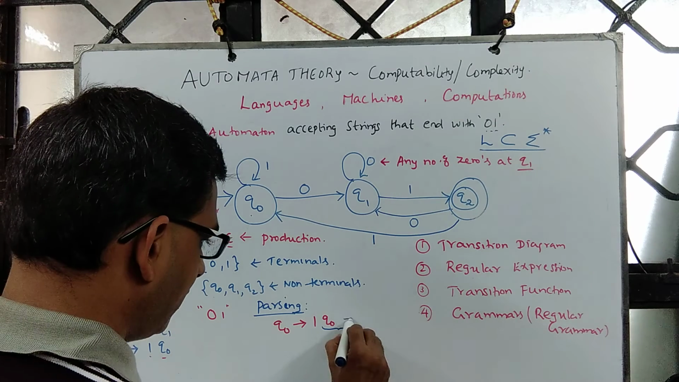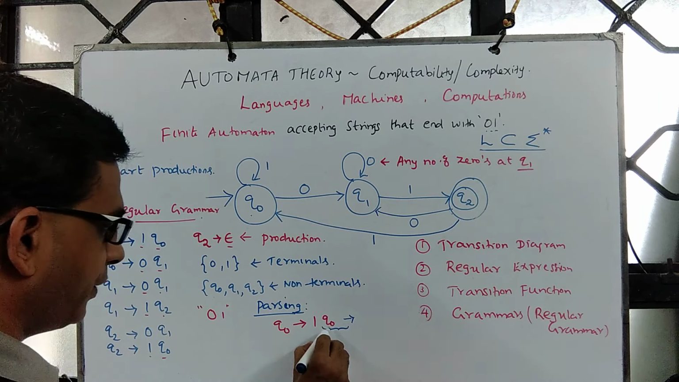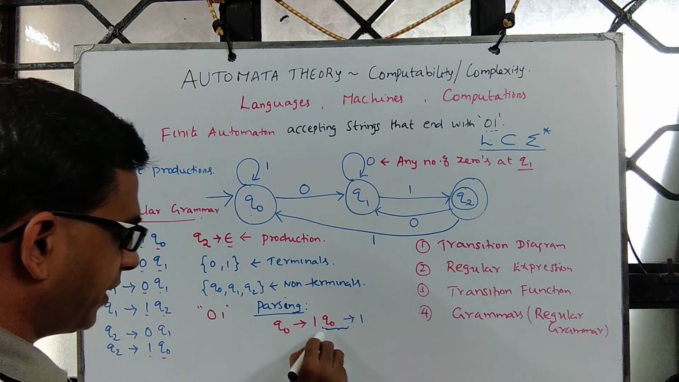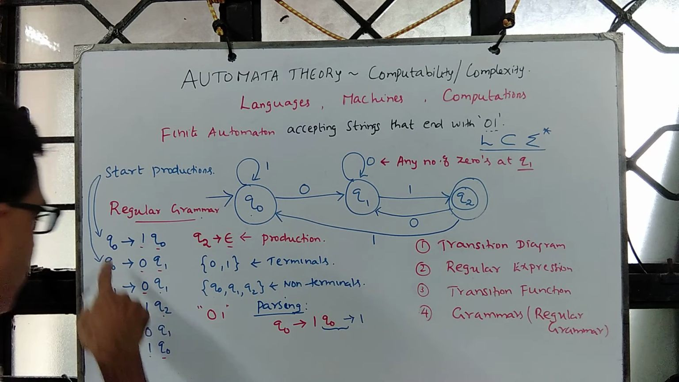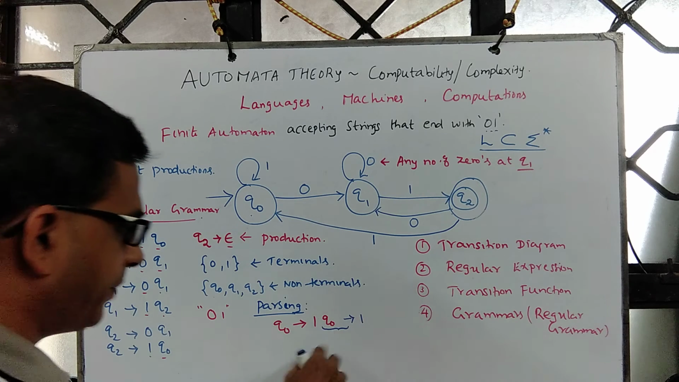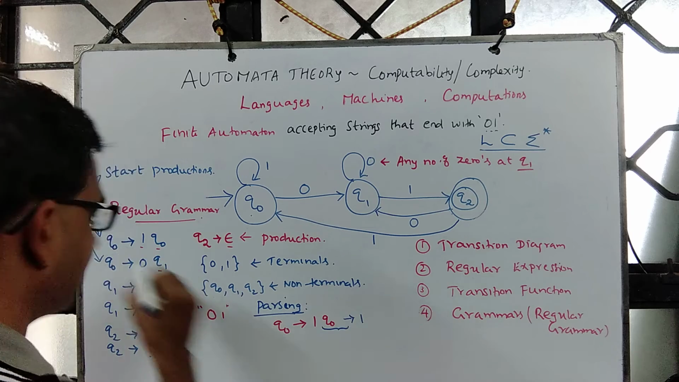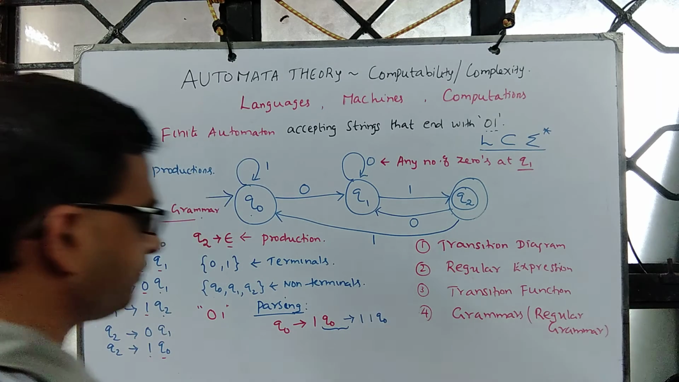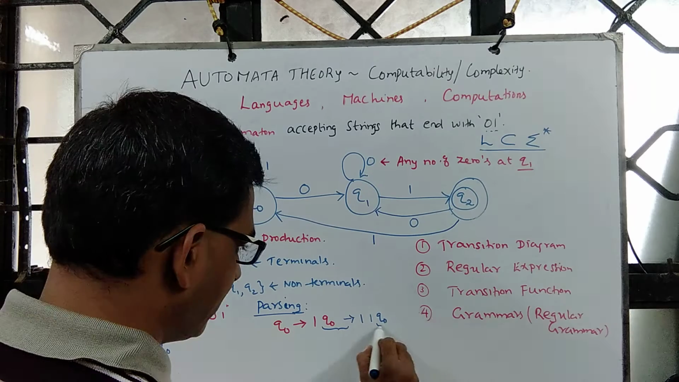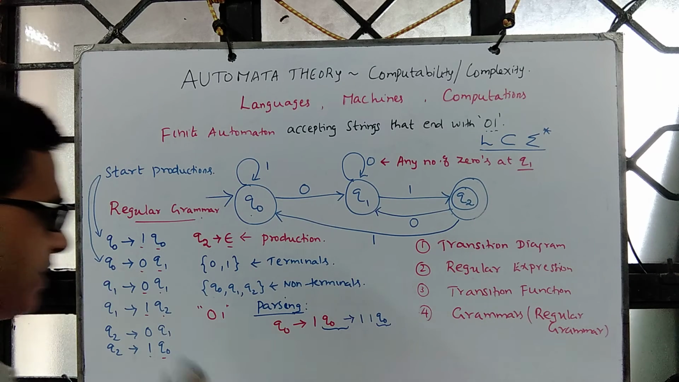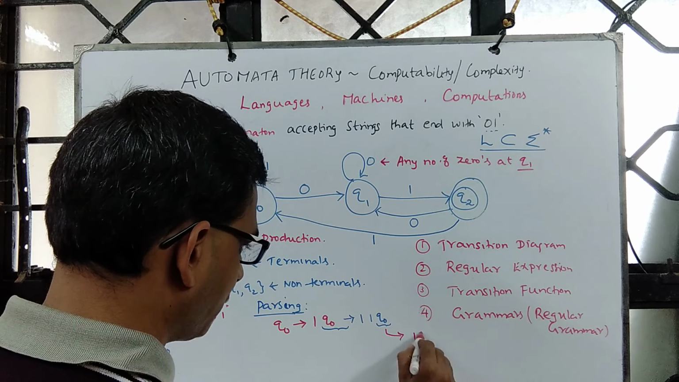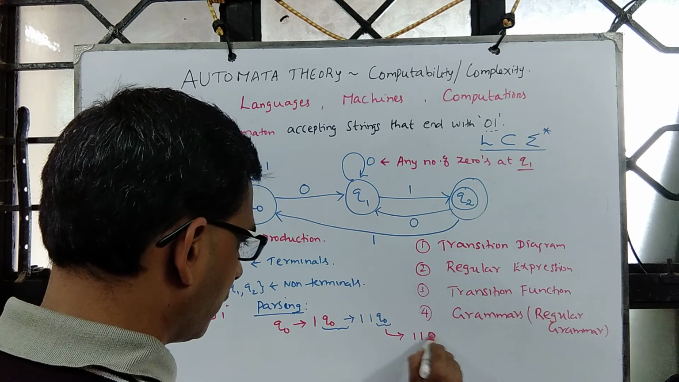For example, now you have 1. You cannot change the terminal. You can only focus on the non-terminal and choose the appropriate production. You may take the same production again, so let me write 1, 1, Q0. Then again focus on this non-terminal and choose one production. Say let me choose 1, 1, 0, Q1.